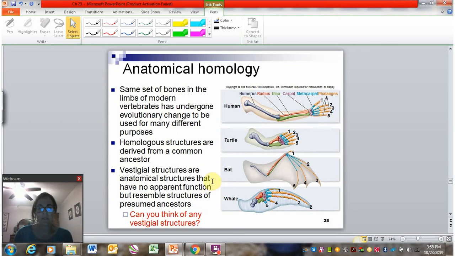Some people consider wisdom teeth a vestigial structure. They're really not necessary for their use anymore, but we still have them. Things like the appendix used to be considered a vestigial structure, though they're now starting to think that the appendix may be important for our immune system. So it may not actually be a true vestigial structure. So anatomical homologies can be useful for comparing organisms and helping understand their evolutionary pathway, and they also show us change over time. So this basic bone structure is changing in all these different mammals.